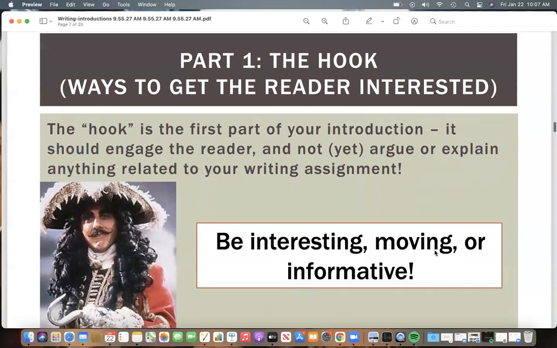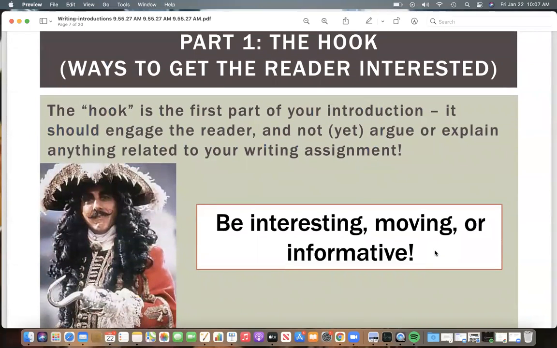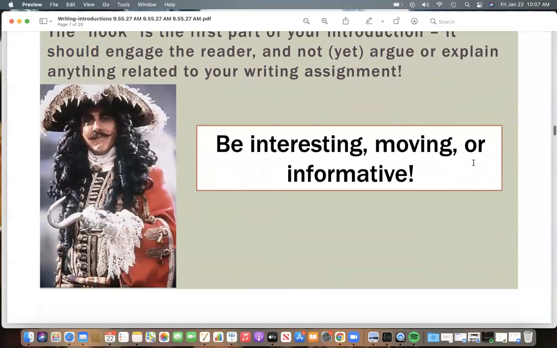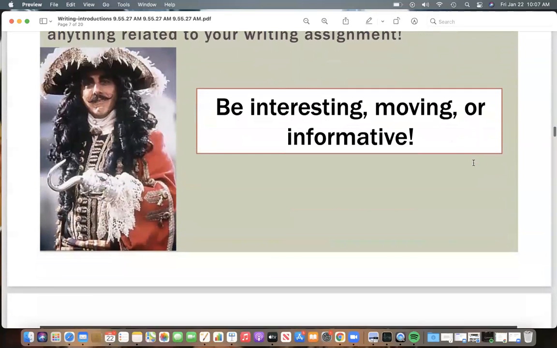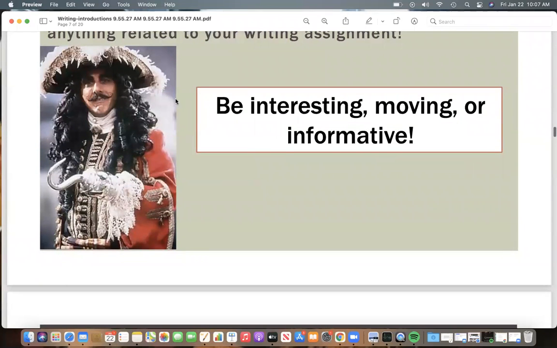Okay, so ways to get the reader interested with a hook. That's going to be your first part of the introduction. And the intent is to engage the reader, not to start arguing or explaining anything yet. So if you just jump right into your thesis statement right at the beginning, it's very abrupt. There's a better, more sophisticated way to develop that. Be interesting, moving, or informative. All things that Captain Hook is.